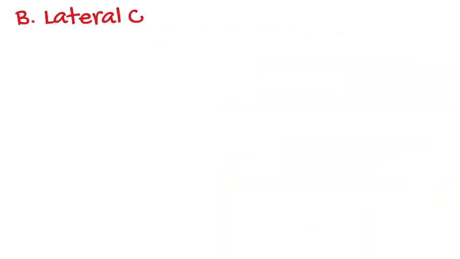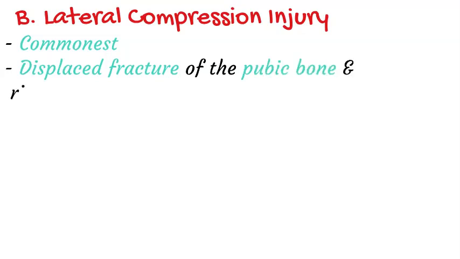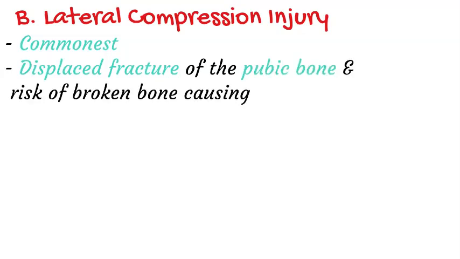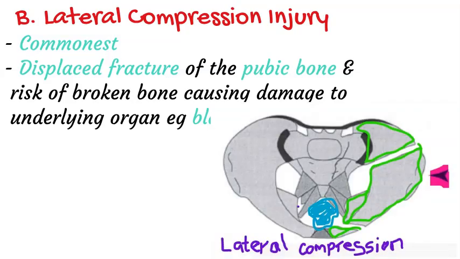B, regarding the lateral compression injury, is the most common. There is a displaced fracture of the pubic bone and risk of the broken bone causing damage to the underlying organ, for example, the bladder. This picture illustrates the direction of the injury laterally, causing a compression and fracture at the pelvic region. And the most commonly injured organ is the bladder.